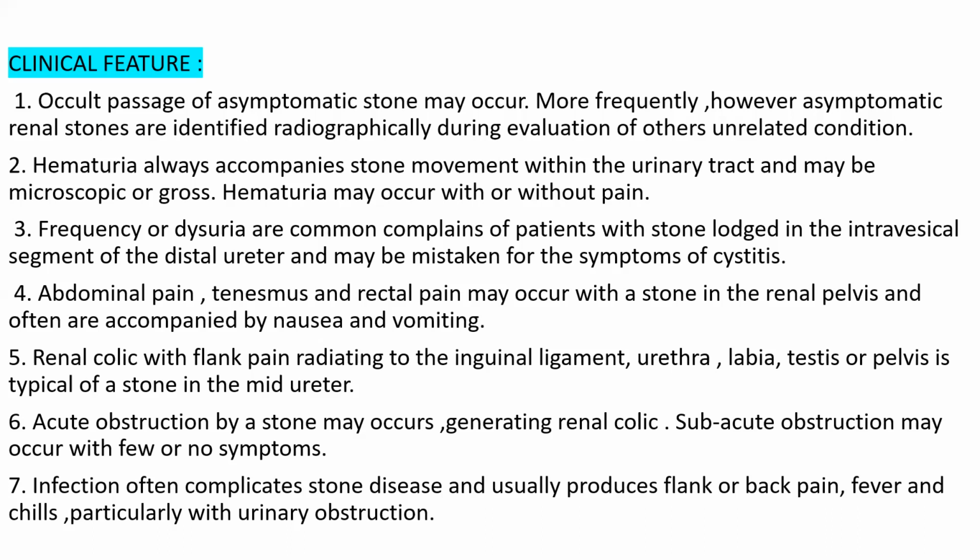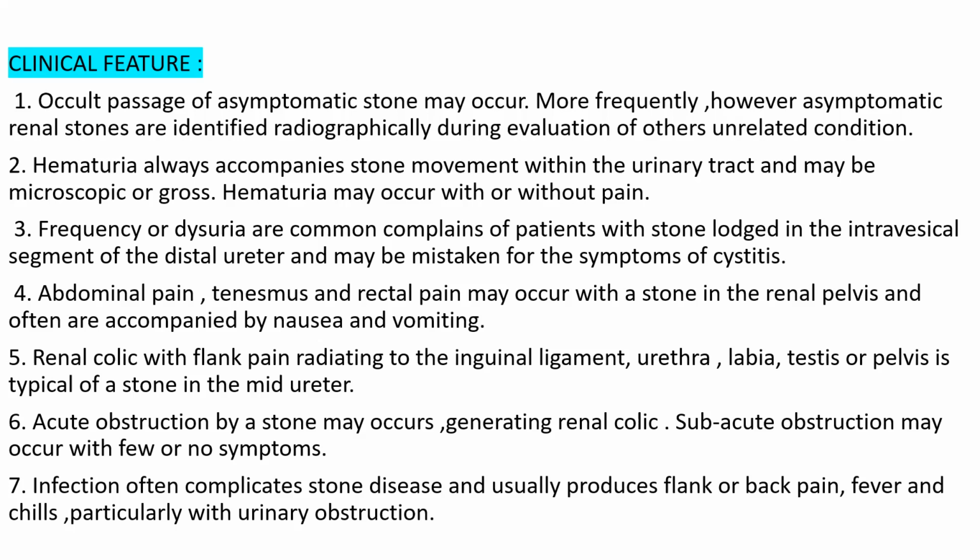Acute obstruction means, acute means what? A bit of obstruction. If there is a stone in the kidney, then whether the stone is big or small, there will be obstruction. So that type of feature you will see. Generating renal colic, which you already know is a type of pain we mainly get when a urinary stone blocks any part of your urinary tract.